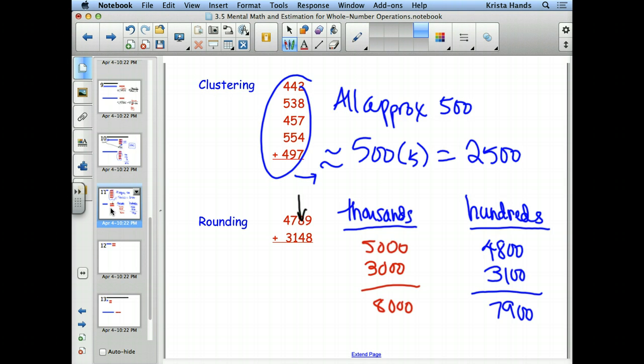7,900. It's close to the 8,000. It doesn't have to be all that close. It wouldn't necessarily have to be. But on this one, it really doesn't matter a great deal which one you go with.